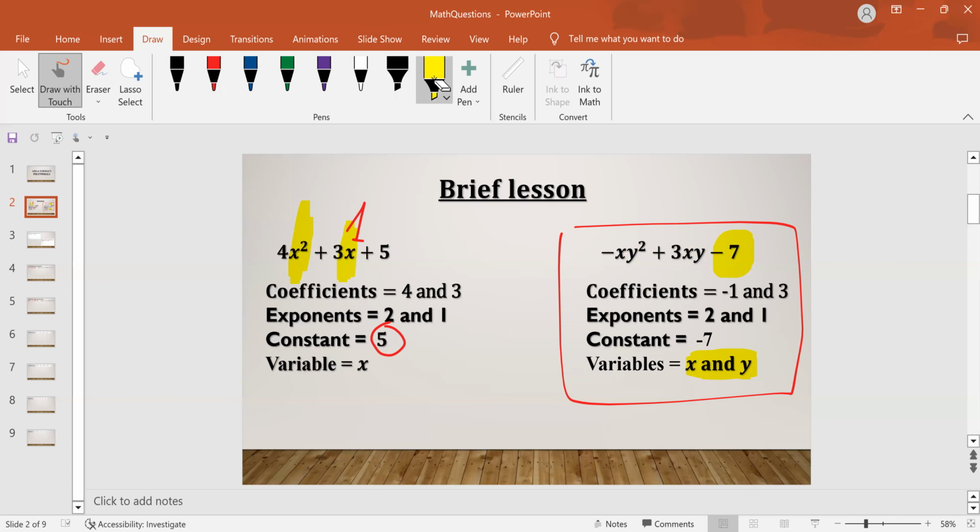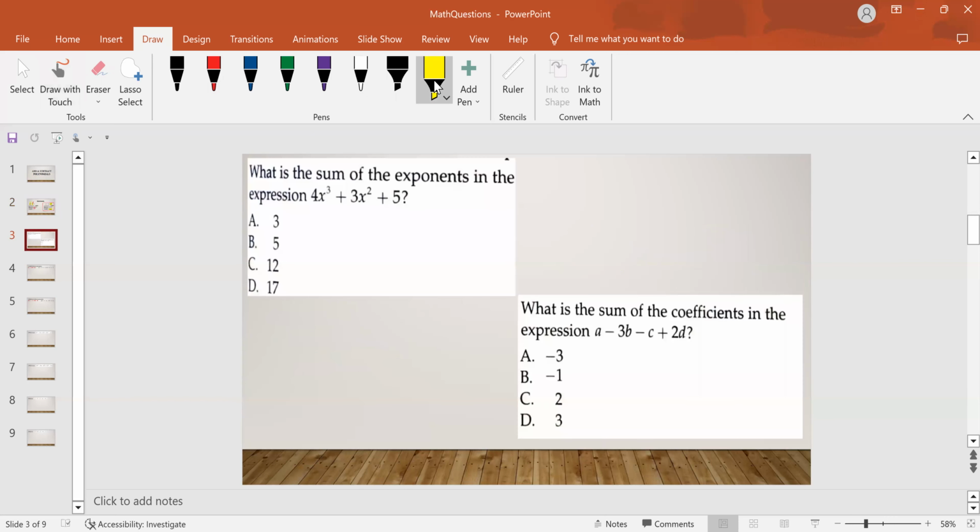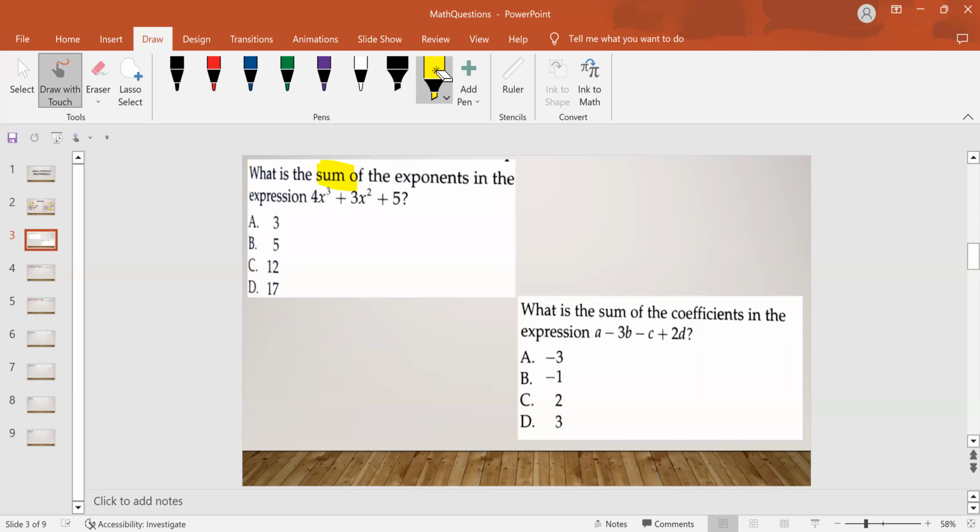Now let's solve the question here. So what is the sum of the exponents? The question asks for sum. In math, when they say sum, it means addition. So we want to find the sum of the exponents.